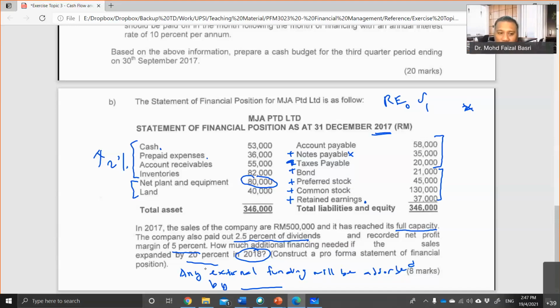So if you look at this question, it says sales in 2017 are 500,000. So this is our sales 0, our current sales. So what the question asks for is sales 1. Okay, so how to know? We need to calculate. That's why I said my very first information that we need to know is to find the percent of sales increment.